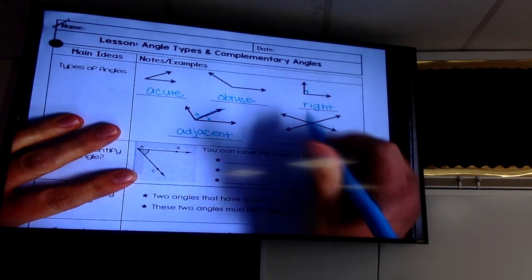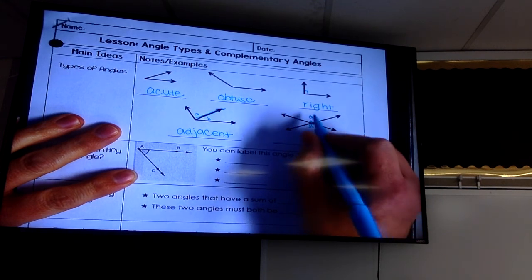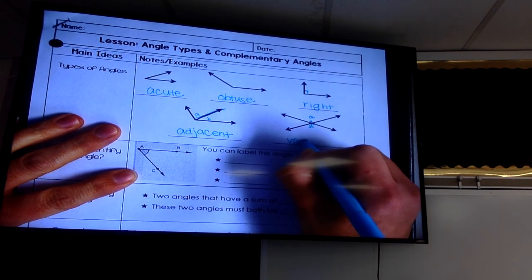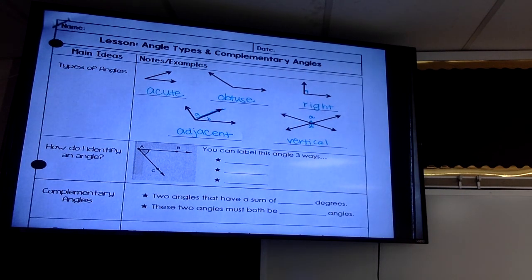Okay, and then here I have A and B. These angles that are across from each other, they actually have a special name too. These are called vertical angles. And we're going to talk more about those later this week. What we're going to focus on today is adjacent angles and a lot of acute angles.